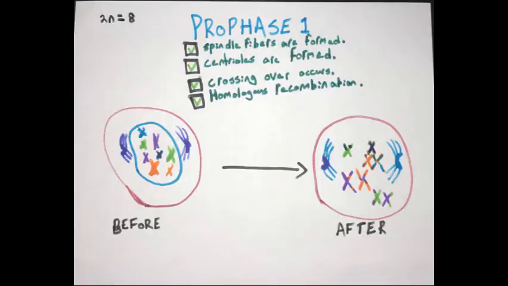Next up, we have our first actual phase of meiosis, that being prophase 1. In prophase 1, centrioles are formed. Centrioles then produce spindle fibers, a string-like substance that attaches to the chromosomes and guides them to the opposite poles of the cell. But I'm getting ahead of myself.